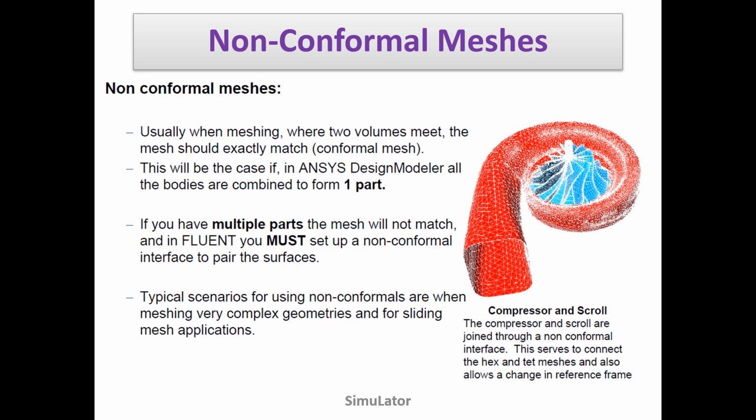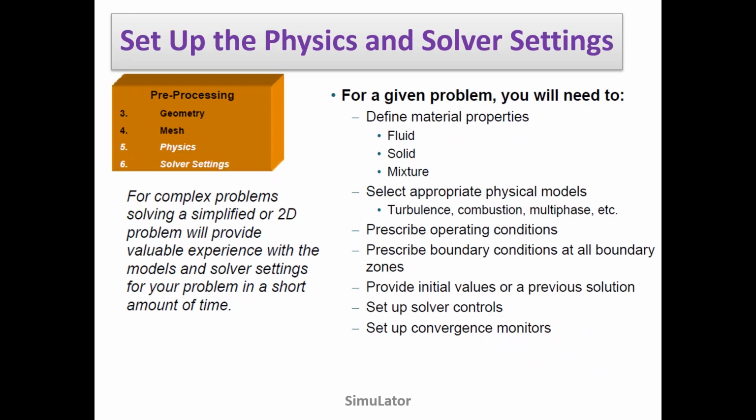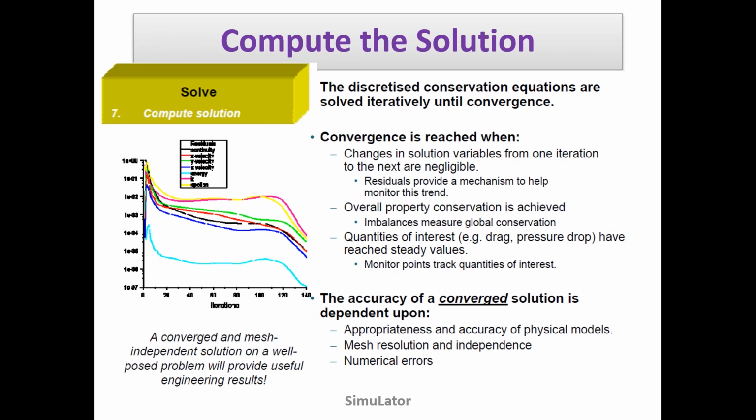In the fifth and sixth steps, the physics and solver settings, we have to define the fluid domain, solid domain, whether it is a mixture, which physical model we are going to use: laminar, turbulence, combustion, multiphase, chemical reactions, and what the operating conditions, boundary conditions and convergence criteria will be. In this step, all the governing equations are solved iteratively until we reach our desired convergence.